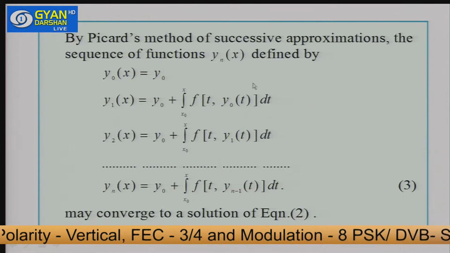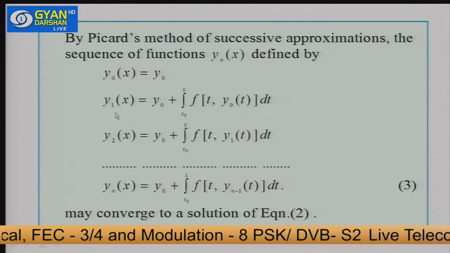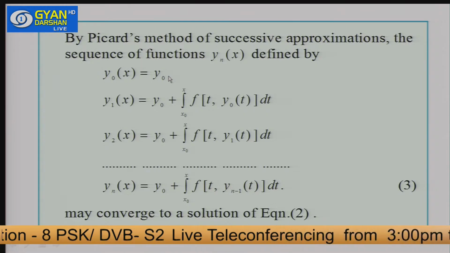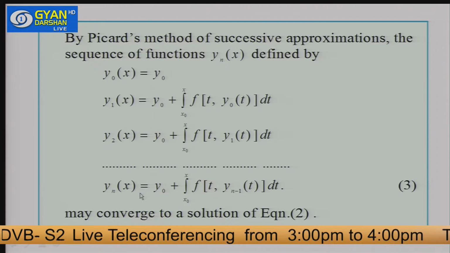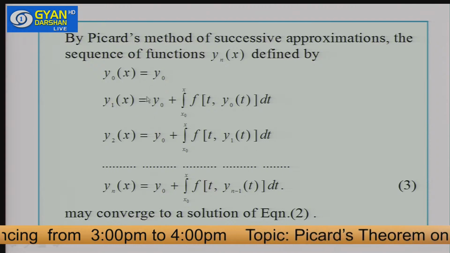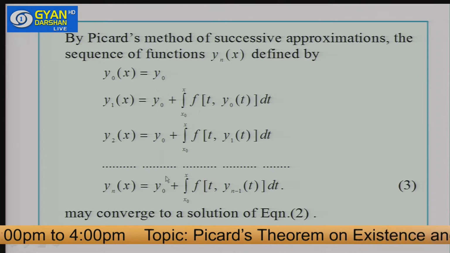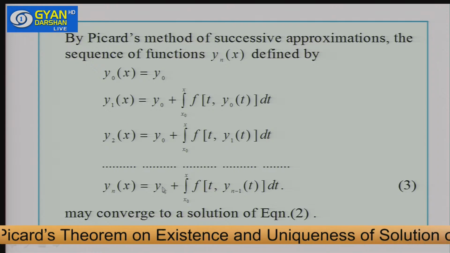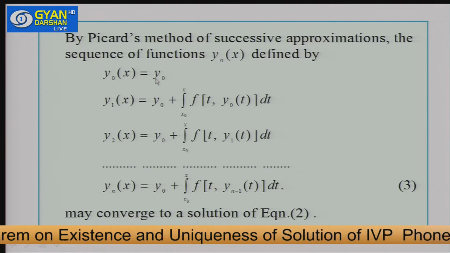Let's move on. This is how, as I have already told you, I am constructing a sequence. What is y0? This is the initial value. What is y1? This is a sequence of functions. This is y0, y1. This is called Picard's method of successive approximation. This is not my thing anyway, so this is how they have constructed it.